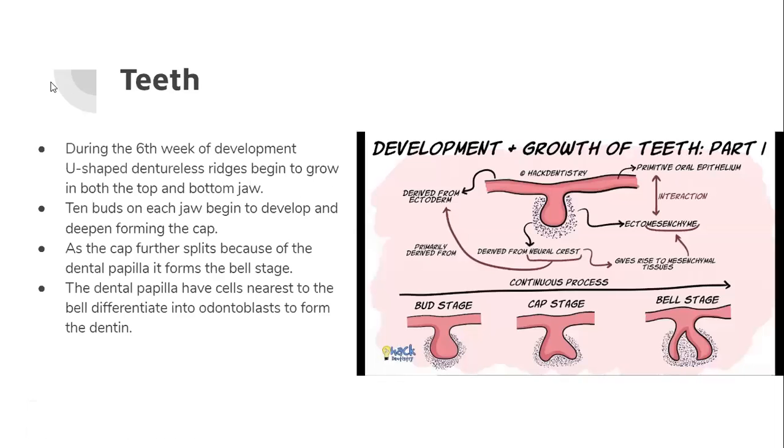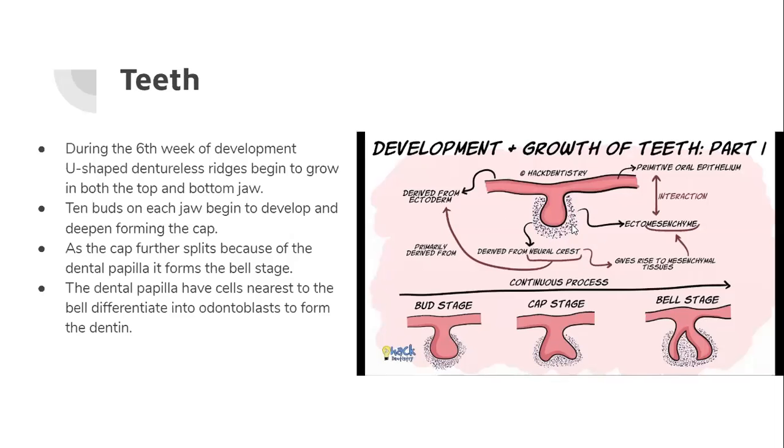So there's a lot about teeth right now, and I'm going to try to break it down as much as I can because we're running out of time. So during the sixth week of development, you ever see a grandma with no teeth? She takes out her dentures and she has just these gum pieces on top and bottom, and you're like, holy cow, she's got no teeth. So that's kind of what you start to have. These U-shaped dentureless ridges, and 10 buds, kind of like those gland buds, begin to form, and they start to deepen. And as you can see, these are derived from the neural crest.